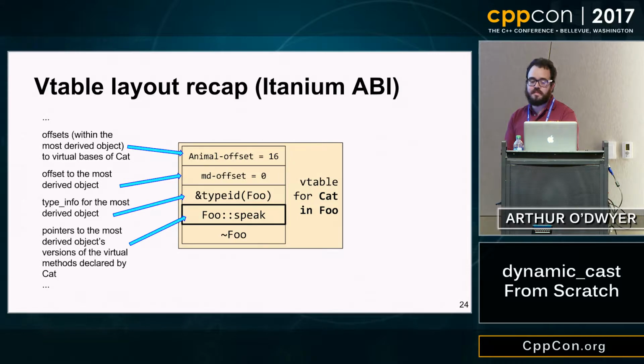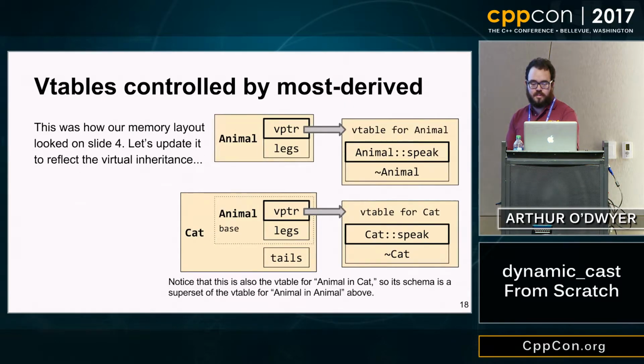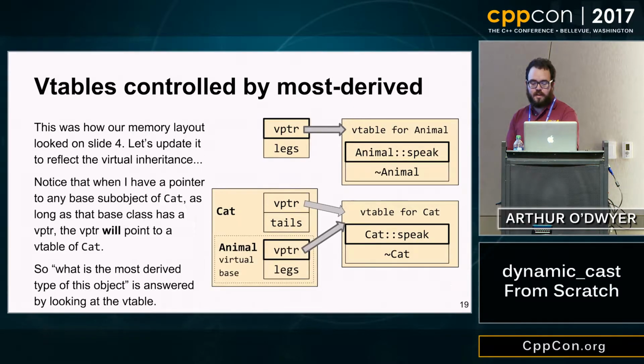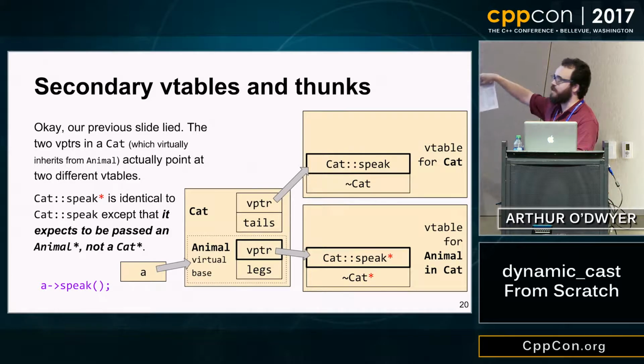So the question was why, when we have the virtual inheritance, we have 2 v-pointers pointing to different vtables with thunks.